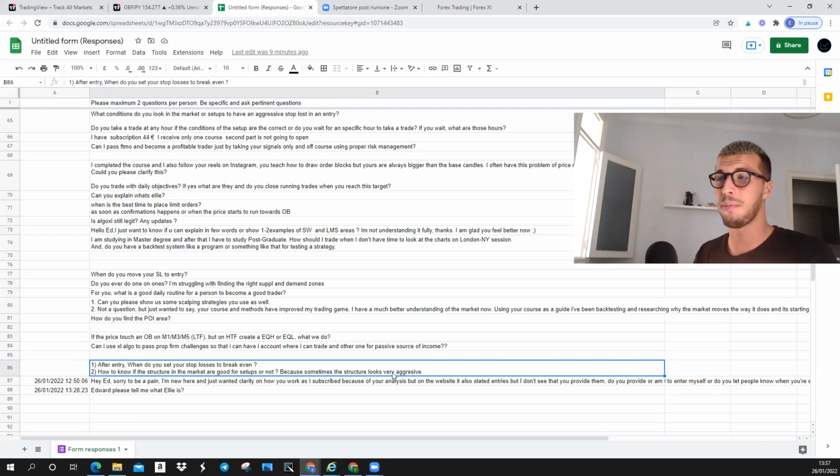Maybe for good and bad market structure, you mean if we are trending or consolidating? Of course, I usually avoid when we are consolidating, so just going sideways. That's a no for me.